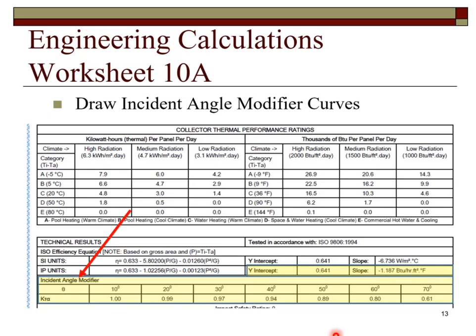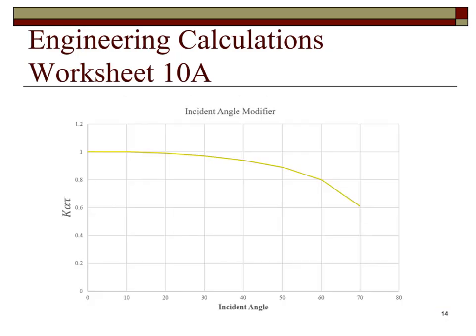On slide 13, the incident angle modifier is highlighted. The more the angle varies from perpendicular, which is stated to be 0 degrees, the less the solar radiation is absorbed. The modifier is plotted on slide 14.